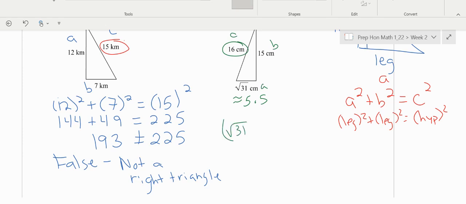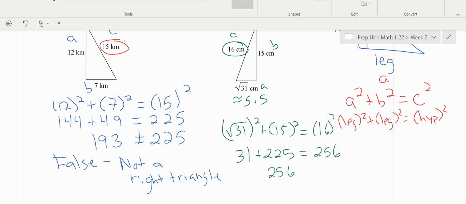Then root 31 squared plus 15 squared, I'm going to compare it to 16 squared. Root 31 squared, although it looks scary, is just 31, right? So pretty straightforward. 15 squared is 225. 16 squared is 256. And then when we put that together, we get 256 equals 256. This is a true statement. So what we would say is, yes, it is a right triangle. And that would be it.